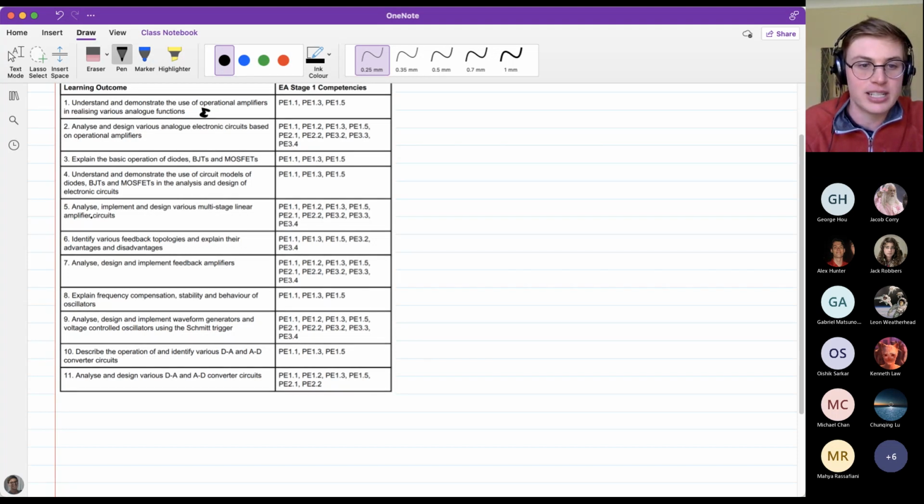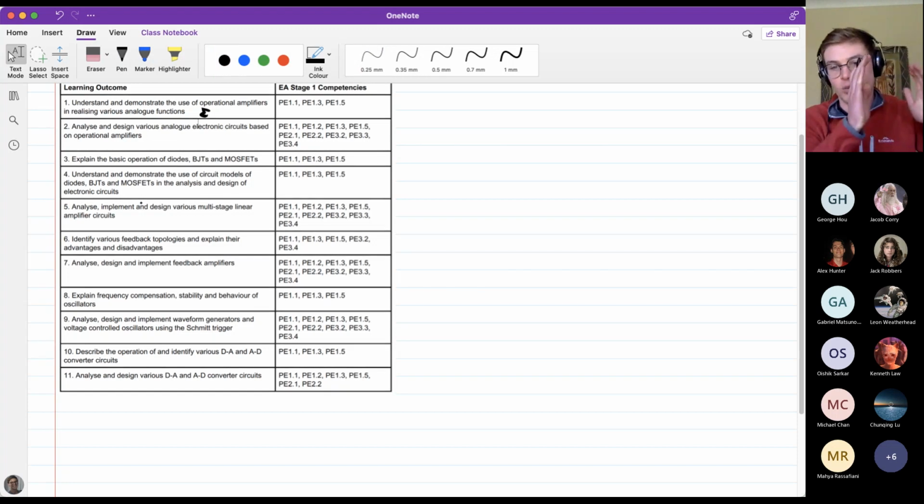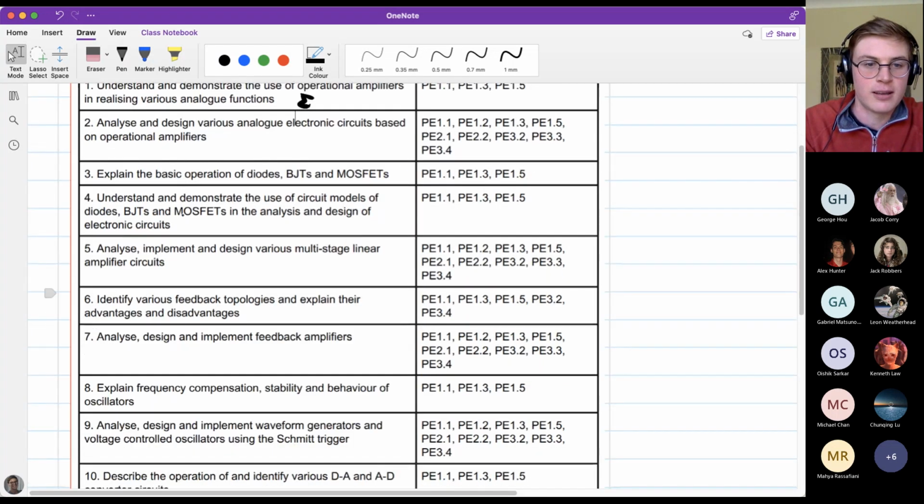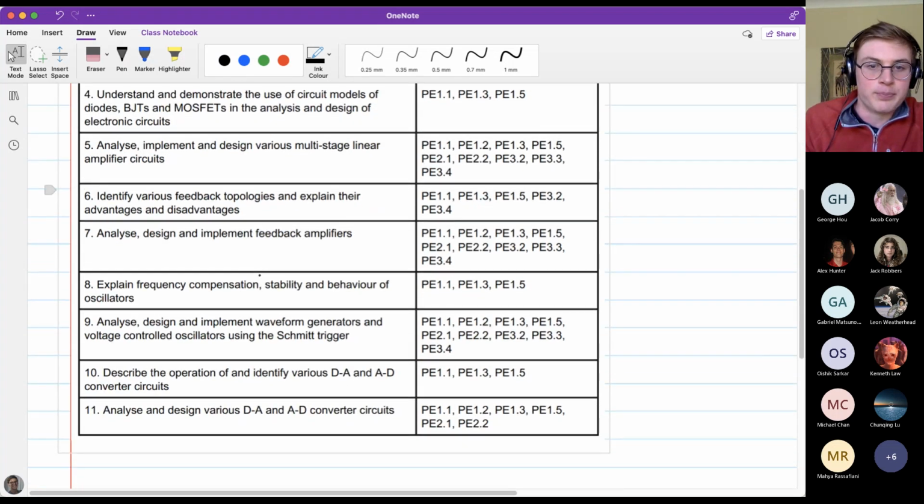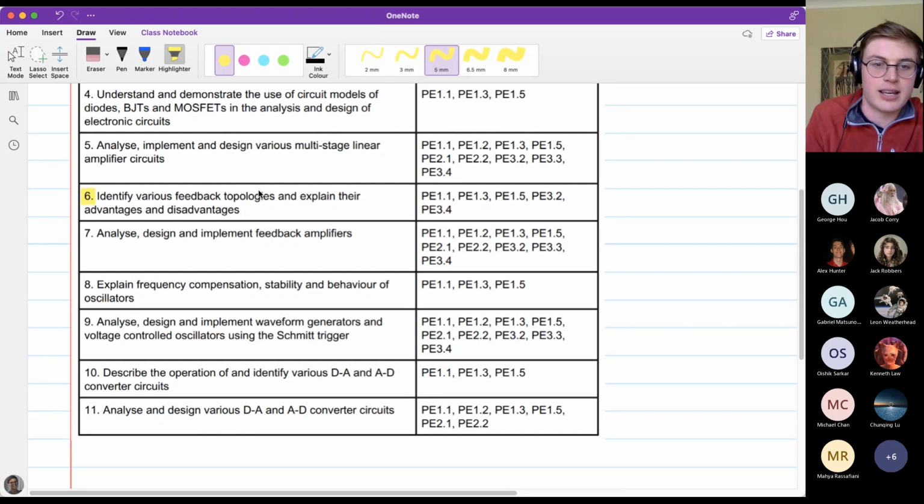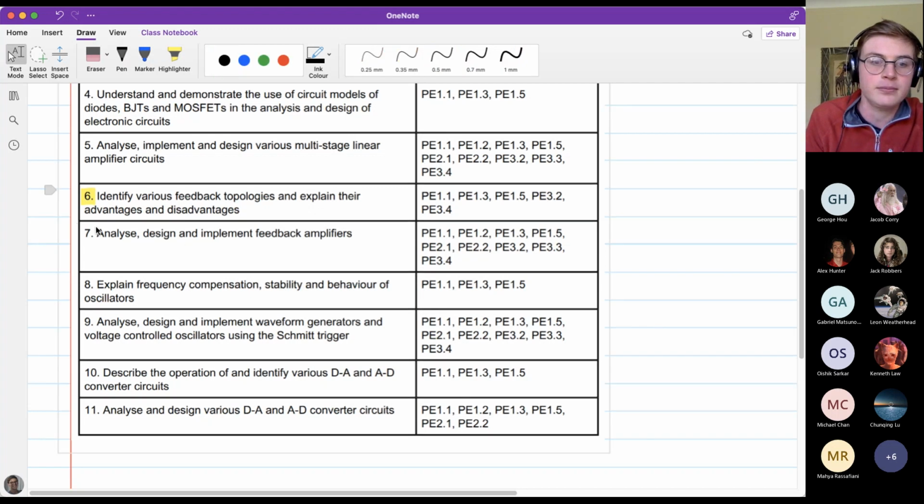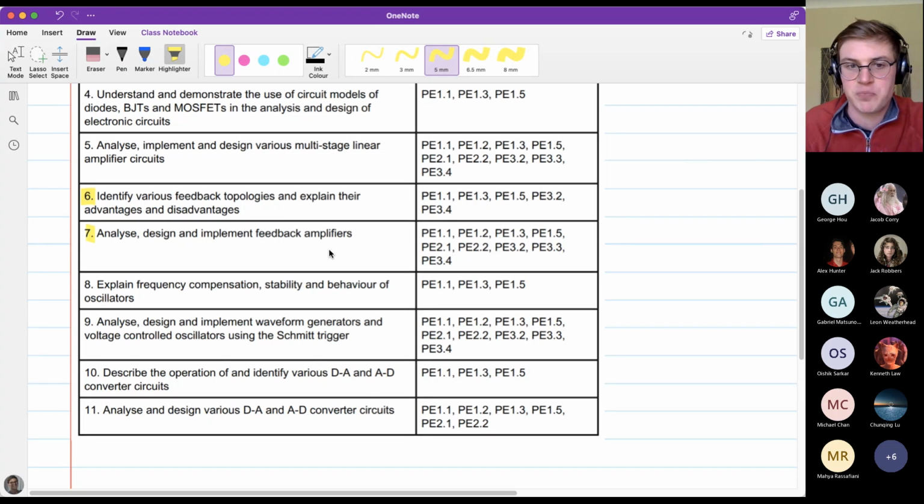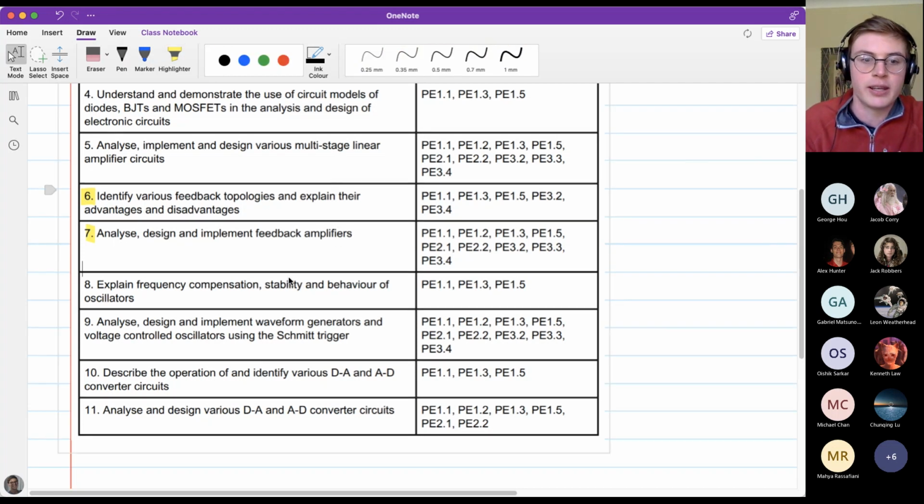Next is multi-stage linear amplifier circuits. These are like a differential pair and then the op-amp, like in your labs, or other setups like that. Sorry, let me zoom in a bit. Must be hard to read. And then next, probably what we're going to have a look at is feedback topologies, advantages and disadvantages, effects on circuits, also how we can analyze and implement feedback amplifiers and their topologies.